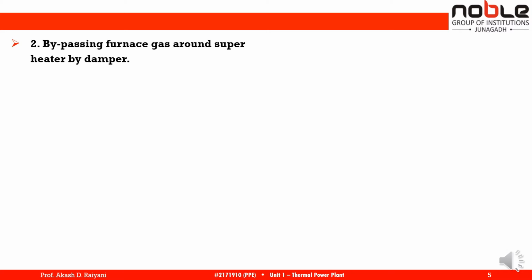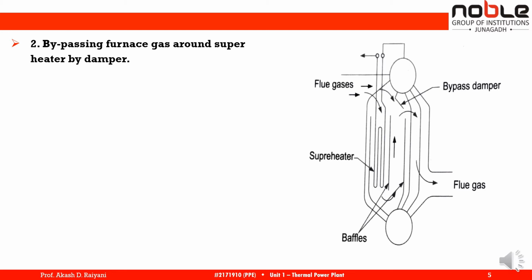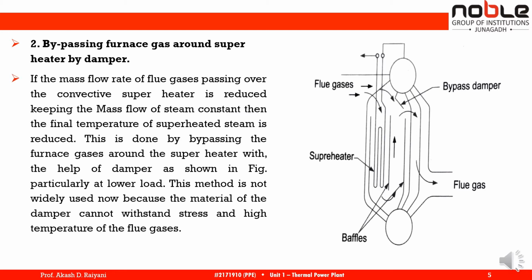Next one is bypassing the furnace gas around the superheater by damper. You can see from the schematic diagram, it is the bypass damper. It is used for bypassing the furnace gas around the superheater. It is the superheater.